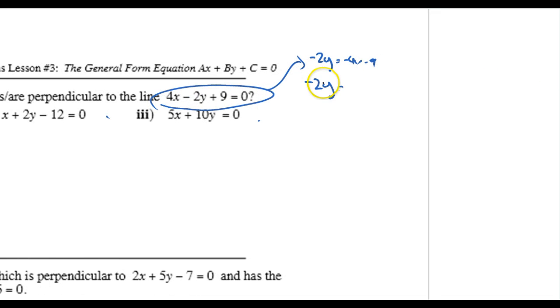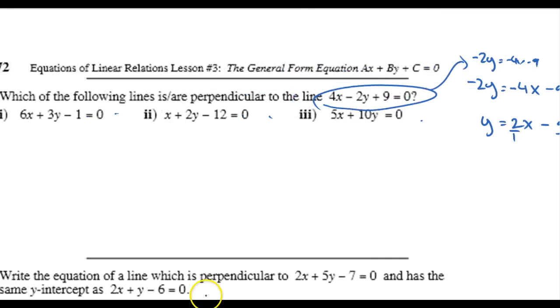So negative 2y equals negative 4x minus 9. And then my equation is going to be y equals 4 divided by 2 is 2x plus 9 over 2. So this is 2 over 1. That's my slope, and we're looking to see if these lines are perpendicular. If they're going to be perpendicular, the slope is going to have to be negative 1/2, because perpendicular lines have the opposite slope, reciprocal and negative. So that's what we're looking for.